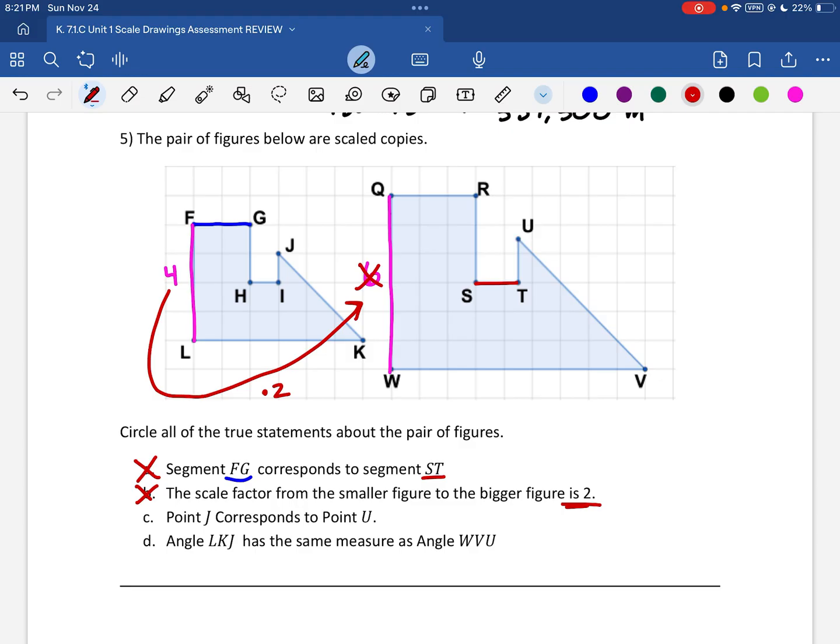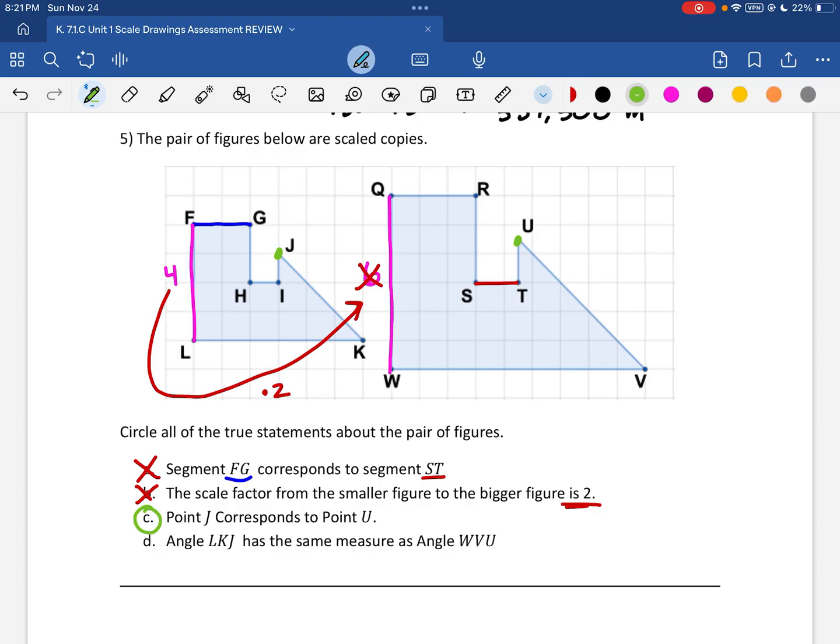I just know that it's not 2. Point J corresponds to point U. So here's J, here's U. Those look like they are in the same place, the same position, just in different figures. So yes, those are corresponding points.